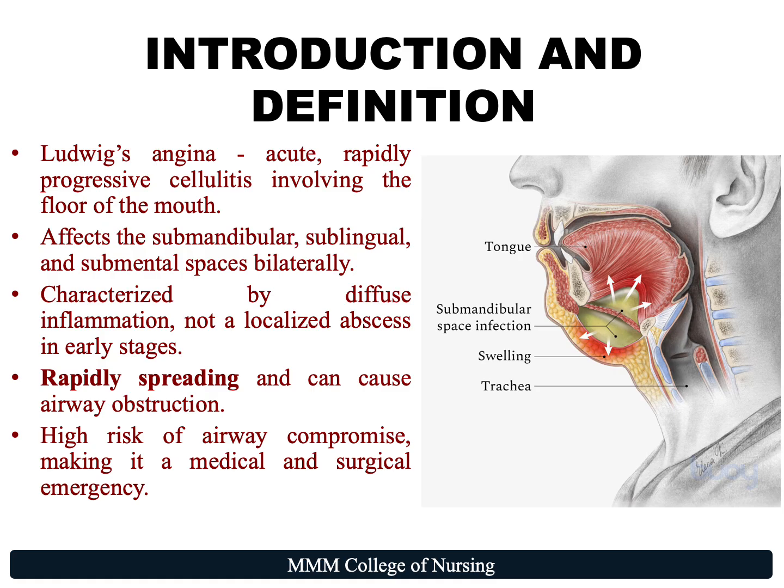Ludwig's angina is an acute, rapidly progressing cellulitis involving the floor of the mouth. It affects the submandibular, sublingual, and submental spaces bilaterally, and it is characterized by diffuse inflammation, not a localized abscess in the early stages. It is rapidly spreading and can cause airway obstruction. Thereby, there is a high risk of airway compromise, making it both a medical as well as a surgical emergency.